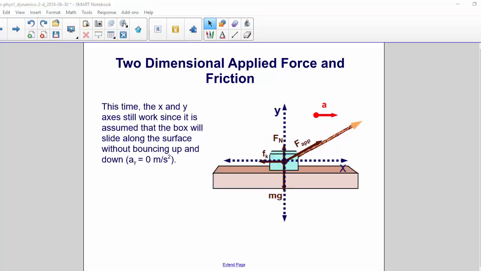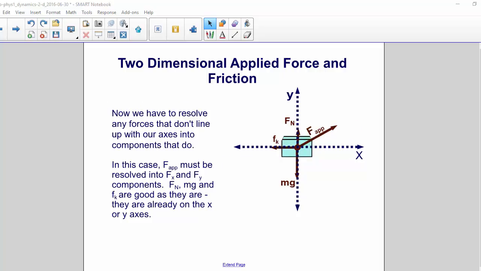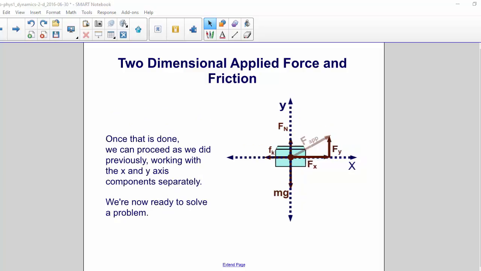We assume that the acceleration will be along the regular x-axis because we're assuming that the box doesn't bounce up and down as it moves. Now we have to resolve that applied force into x and y components so they can be along our axes. Now that the applied force has been separated into components, we can work with our x and y directions separately. So we are ready to solve the problem.